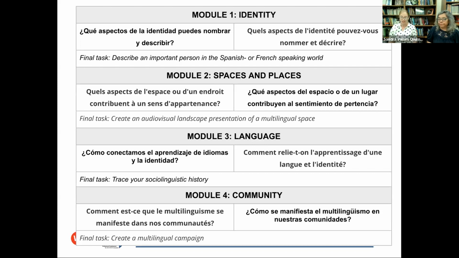So for that reason, Liliana and I returned to the drawing board during the summer between the first and second iterations of the course to create an overarching structure that would lend more coherence to the course and emphasize both the linguistic and the dispositional and philosophical goals of the course. So we established a structure of 4 broad modules for the course: identity, spaces and places, language and community, each guided by what we originally termed essential questions, which you see here.